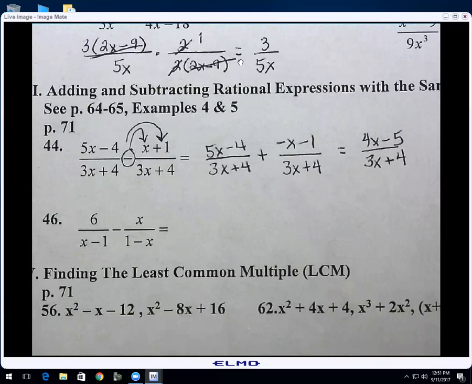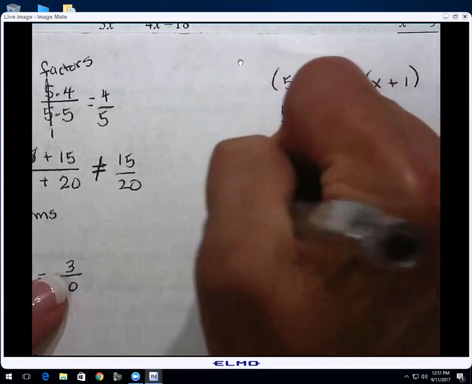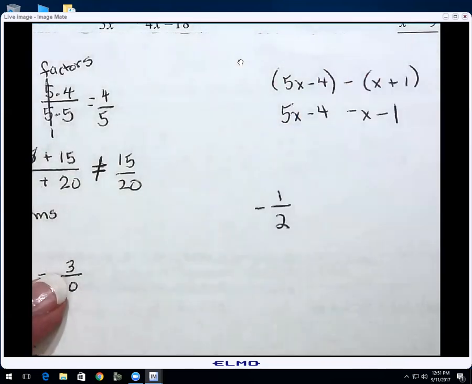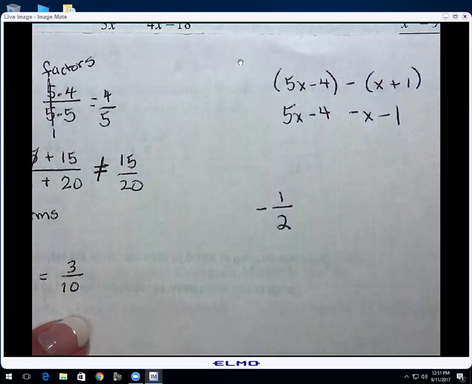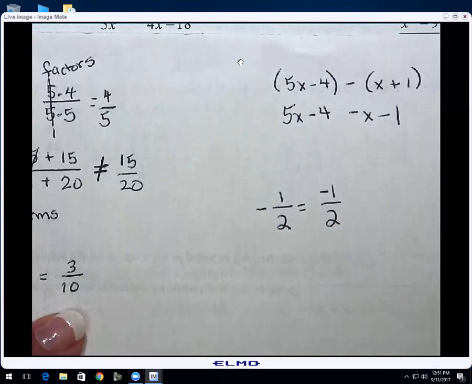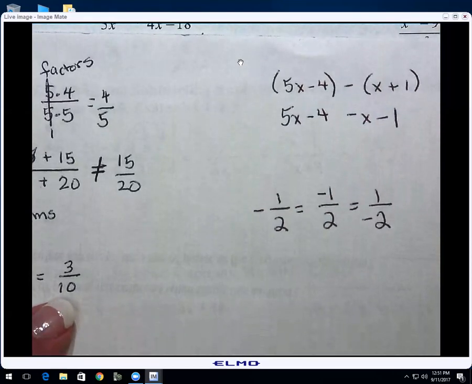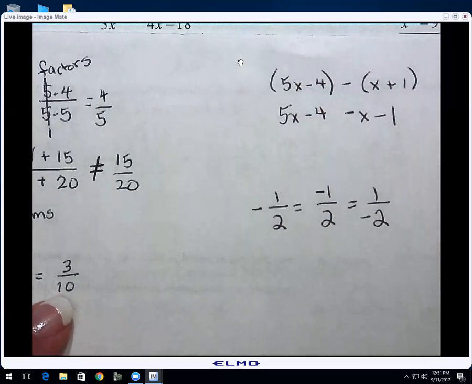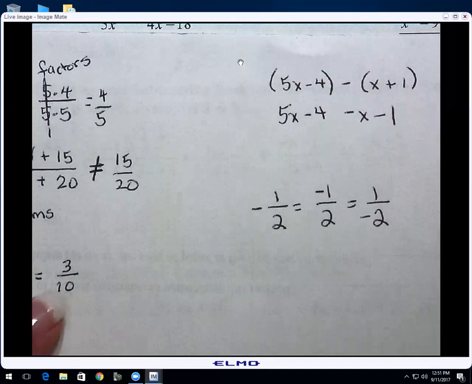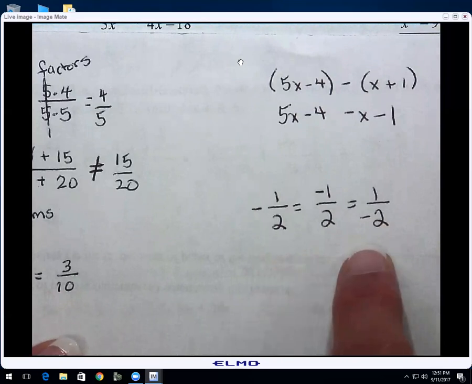That reminds me of something else, though. We may have talked about this before. If I have a negative in front of a fraction, negative 1/2, that's negative 0.5. Is that the same thing as if I put the negative in the numerator? Yeah, negative 1 divided by 2 is still negative 0.5. Is it the same thing if I put the negative in the denominator? Punch on your calculator, 1 divided by negative 2. It's still negative 0.5. We don't normally leave an answer with a negative in the denominator, but all three of those things are the same.